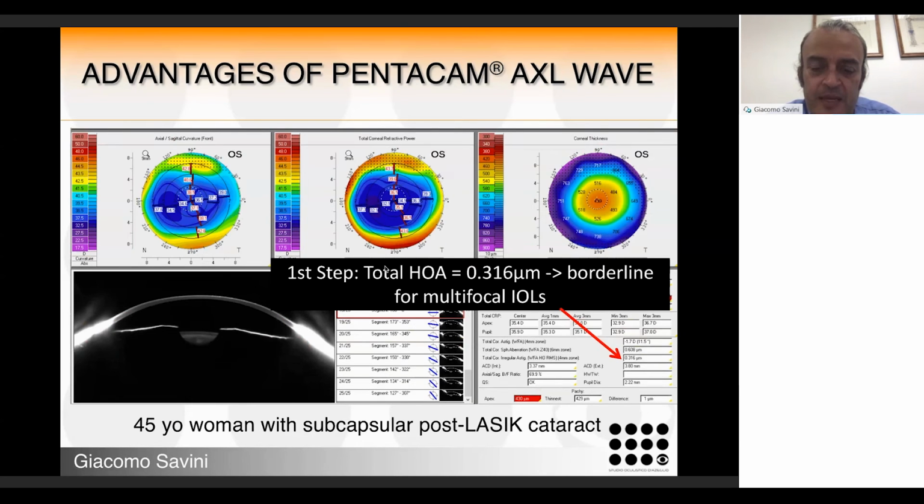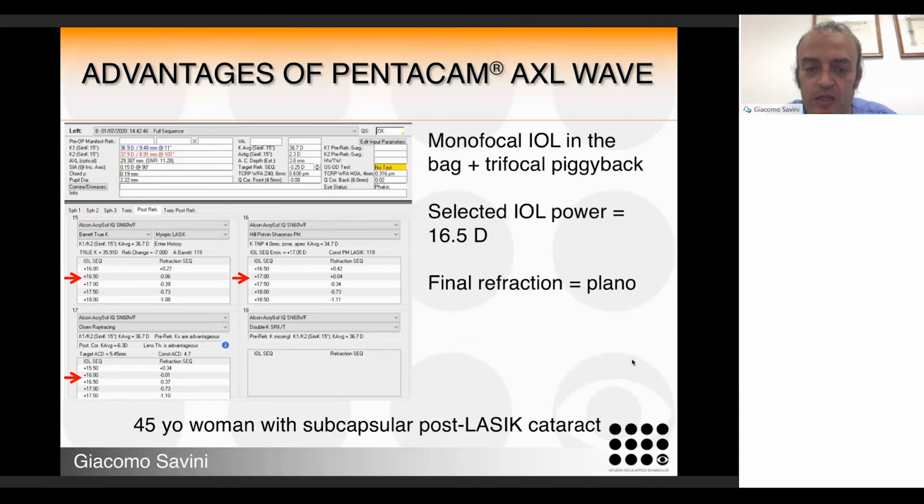And this is a young woman from Japan with a subcapsular cataract after LASIK. You see that we had a 0.31 higher order aberration, which means a borderline for multifocal diffractive lenses, but she wanted multifocal. We did all the calculations after LASIK. There were some differences because the Barrett True-K provided us with 16.5, the Hill-Potvin-Shammas 0.17, Olsen ray tracing 0.16. We stayed in the middle, implanted 16.5. We were lucky enough to get a plano refraction.